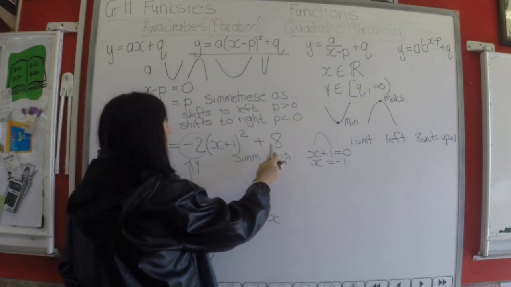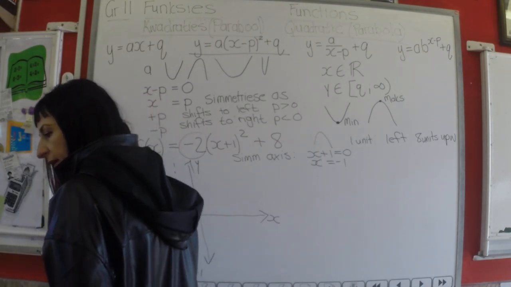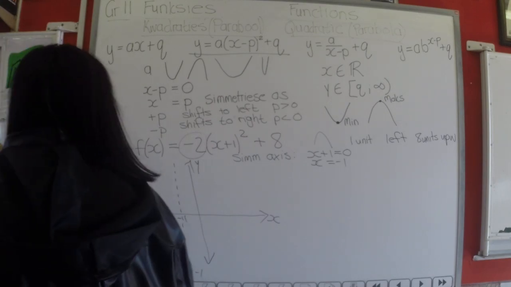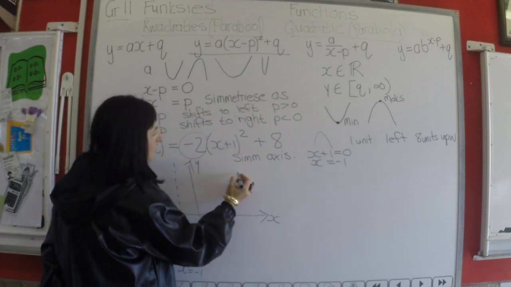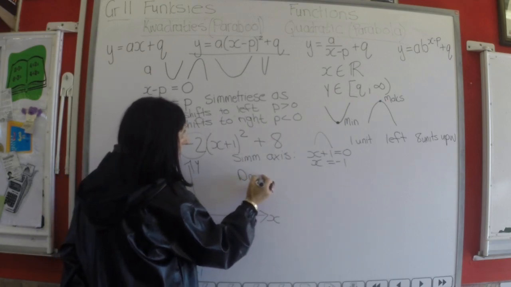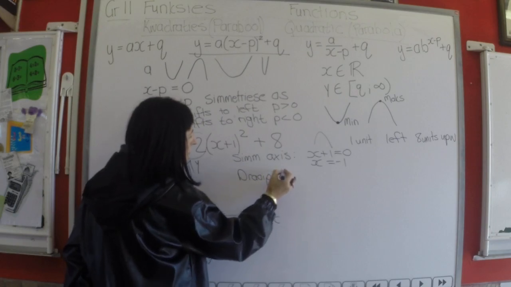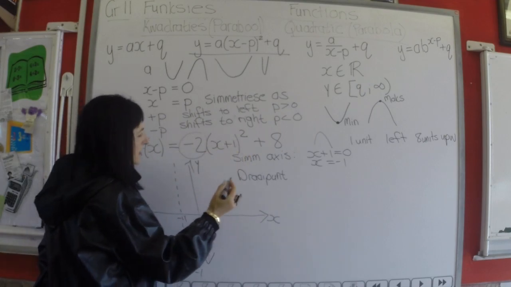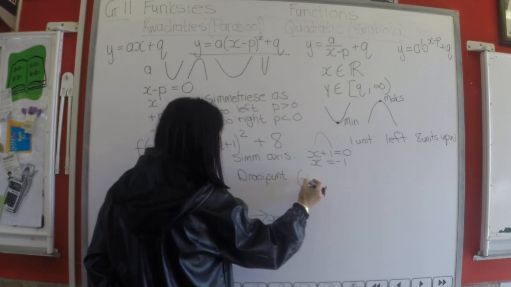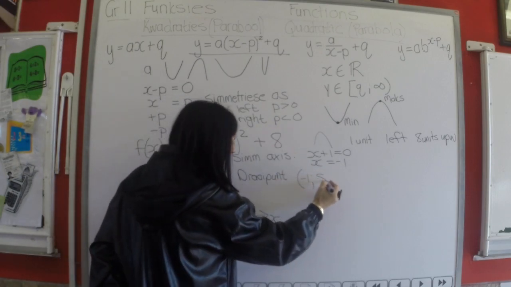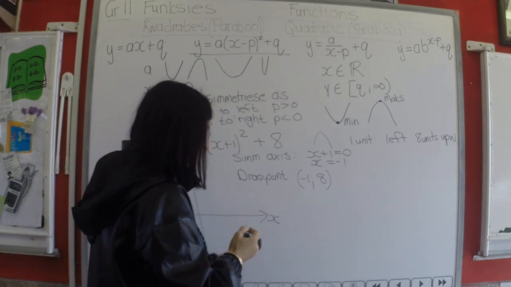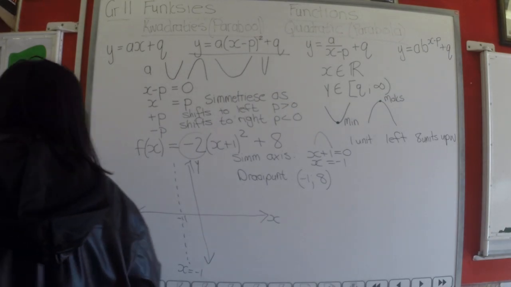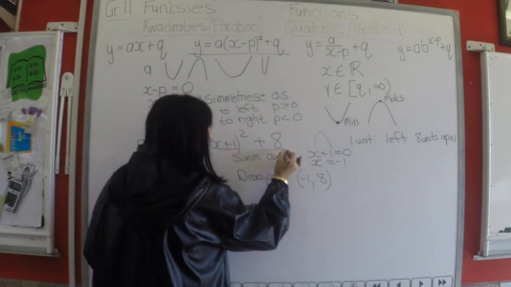Okay. We know that our turning point in this regard, ons draaipunt gaan wees op die symmetriese as. So ons draaipunt as hierdie ouetjie 0 is, gaan wees as my x waarde gelyk is aan -1 en my y waarde gelyk is aan 8. You can read it from there. When it's in that format, our parabola, we can read the turning point from there.